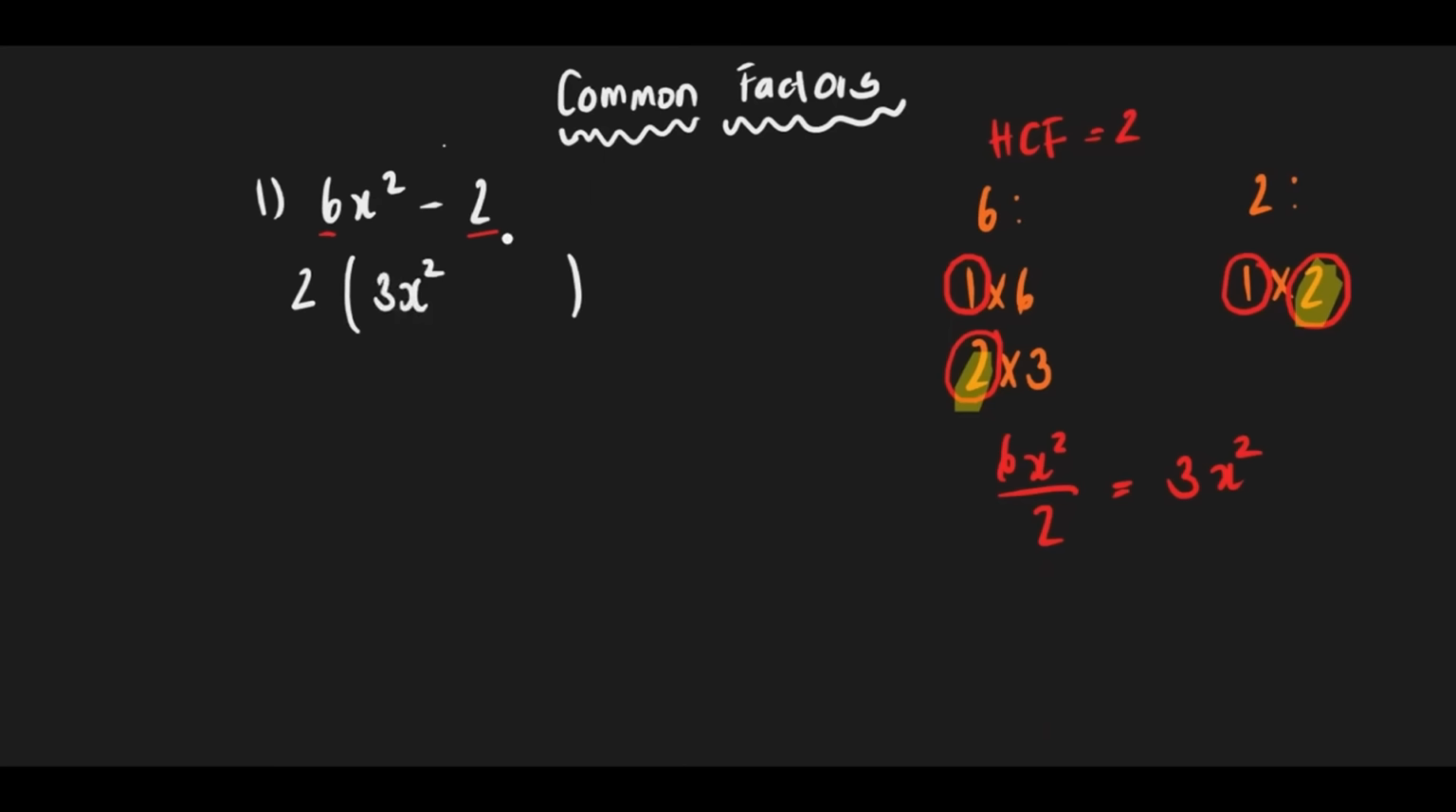So now we need to find the term that's going to go here. We're going to say negative 2 divided by our highest common factor, which is 2. Then that's going to be equal to negative 1. So the term that's going to come here is going to be negative 1. And this is our final solution.